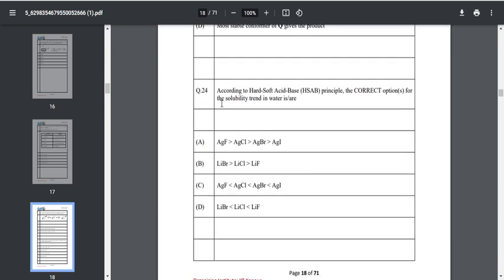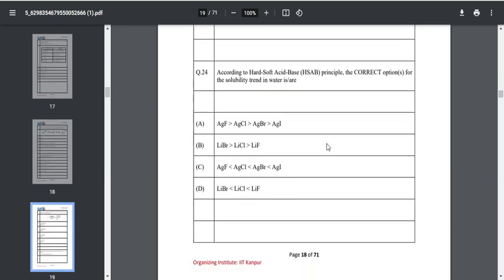Next, for this particular question, according to the hard soft acid base principle, the correct options for the solubility trend in water. It's a multiple select question. For this particular question, option C and option D are correct. If you take option C and option D, here they are asking about a solubility trend. If you take lithium bromide, it has a high solubility when you compare with lithium chloride and lithium fluoride. At the same time, if you take AgF, that is silver fluoride, it also has a high solubility. So option C and option D are absolutely correct.